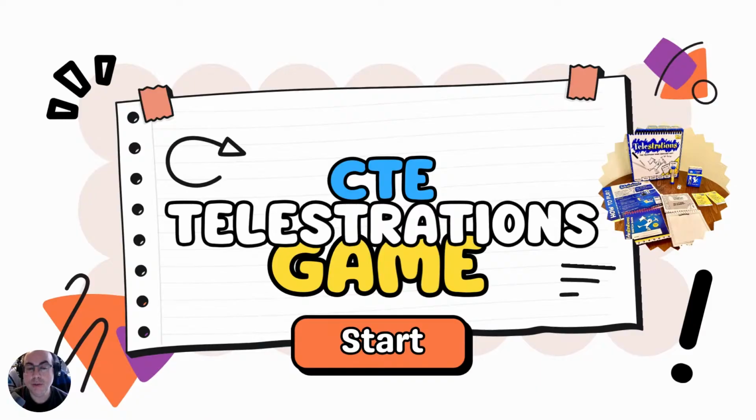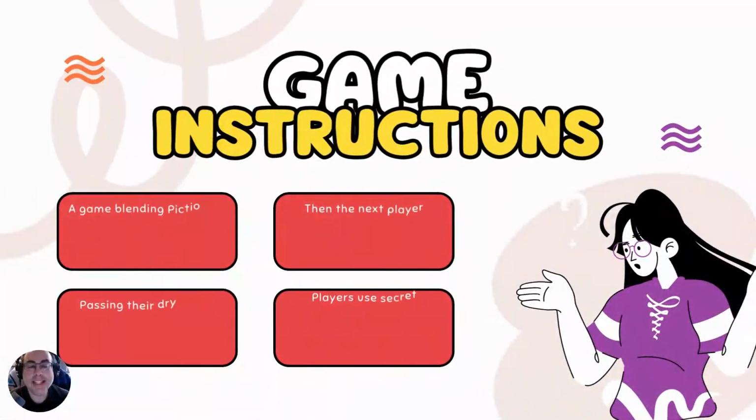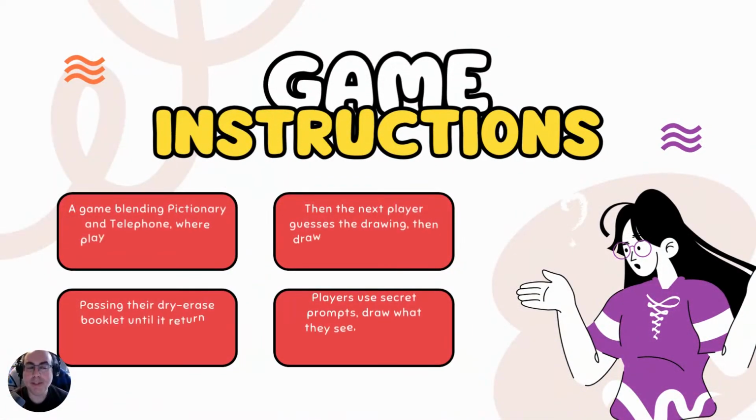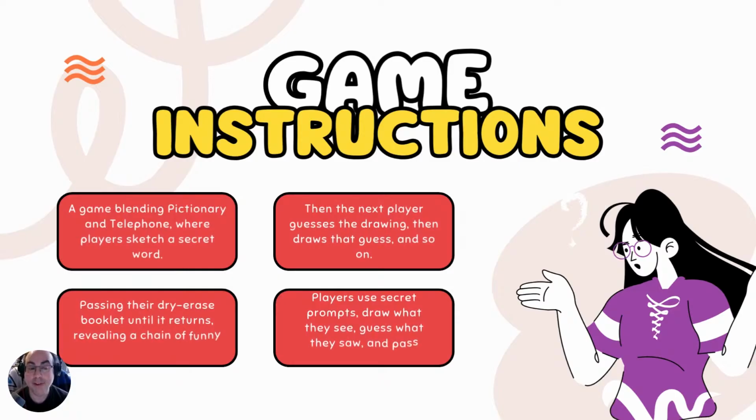So let's get into what Telestrations is. It's very simple. It's like a blending of Pictionary and Telephone, and I'm going to use my student example of what I want to do with this game going forward. Hopefully come February, if nobody's done my DonorsChoose right now or thrown anything else, please think about that because this goes towards that.